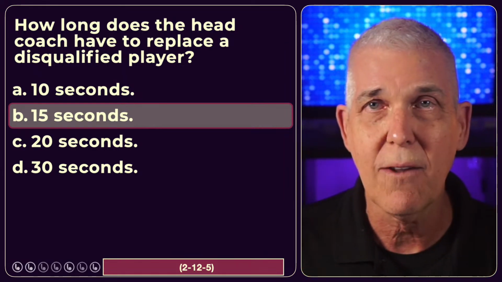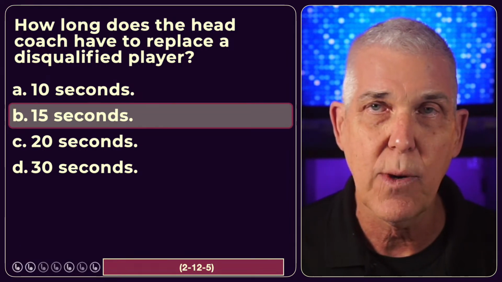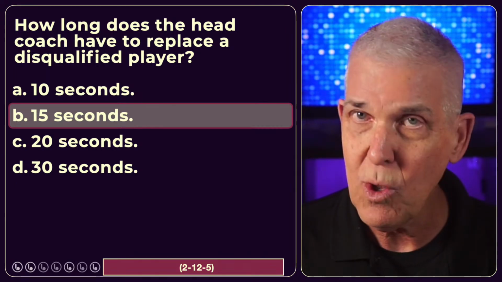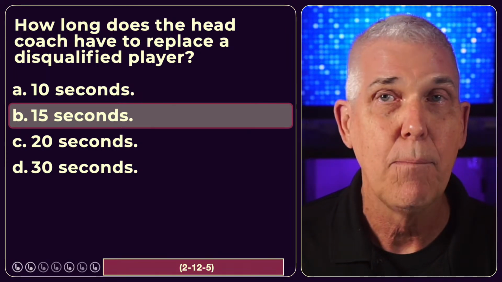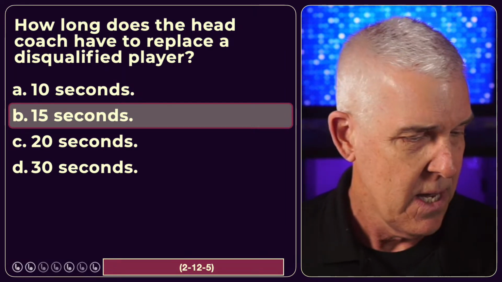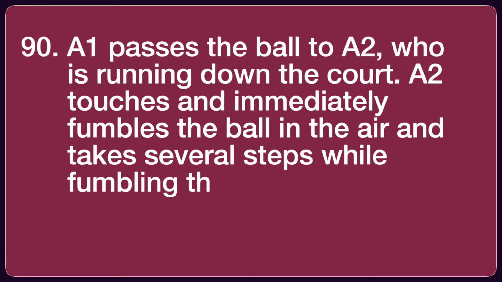Learning to manage disqualification intervals, really important. We need 2 horns in that situation. You have your timer give you a horn. When the second horn expires, by rule, that substitute would have had to have been made available. So 15 seconds is the correct answer for the disqualification interval.